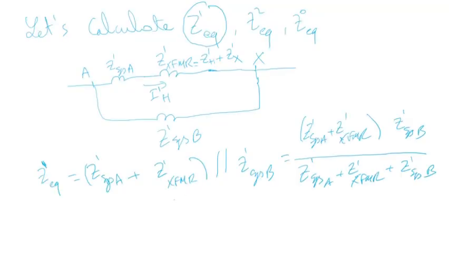Now, like I was saying, I just want to make sure it's clear: Z1 transformer is just Z1H plus Z1X, and typically in test reports you will just see Z1 HX, from the high to low voltage. That's typically what you see on the test report.